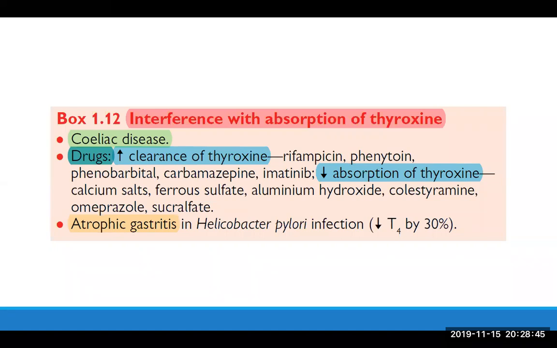hydroxide, cholestyramine, omeprazole, sucralfate. If the patient is already on rifampicin or phenytoin, we suspect that his stable dose of levothyroxine must be increased. Also, if he receives calcium or ferrous sulfate, he must take levothyroxine first, and after at least 4 hours, he can take his ordinary calcium or ferrous sulfate. In a case of atrophic gastritis caused by Helicobacter pylori, this can decrease the absorption of levothyroxine by 30%. Also, celiac disease can affect levothyroxine absorption.